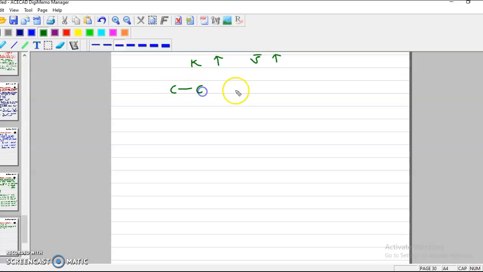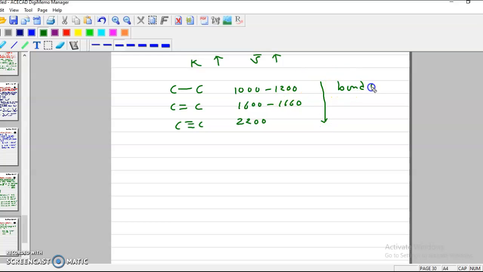Best examples are C single bond C, where frequency is about 1000 to 1200. Okay, C double bond C, where frequency is about 1600 to 1660. Why? Because bond strength increases. C triple bond C, then again nearly 2200. So here you can see from downward, as bond strength increases, then wave number also increases.